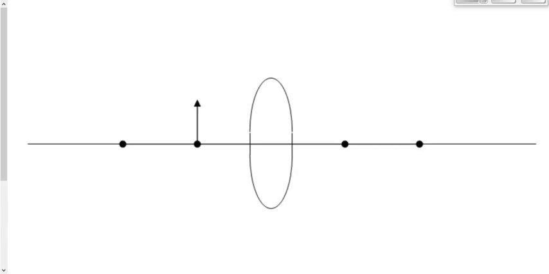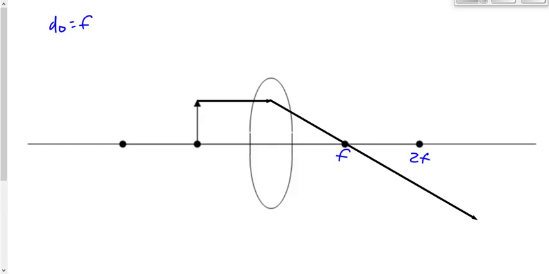Have a look at this one. This was the wacky one. This time our object distance is exactly equal to the focal length. First ray, parallel to the principal axis from Mr. Aiello's head down through the focal point, because all rays parallel to the principal axis go down through the focal point. And then the second ray is going to go down through the optical center. What do you notice about these two rays on the right-hand side? They're parallel. They don't converge.